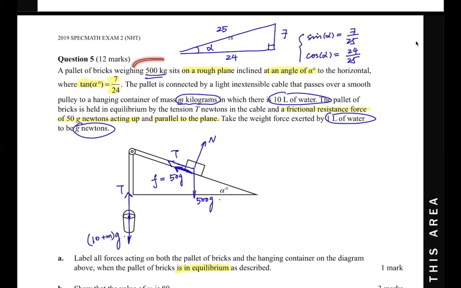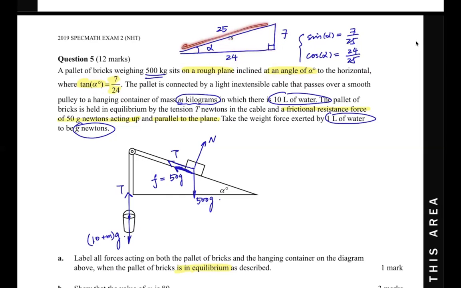What's the information given? Okay, 500 kilograms, a pallet of bricks. So here we have 500g as its weight force. On a rough plane means it should have some sort of frictional force. Angle alpha degrees to the horizontal and the tangent alpha is 7 on 24. So think of the special values, 7, 24, and 25, okay?